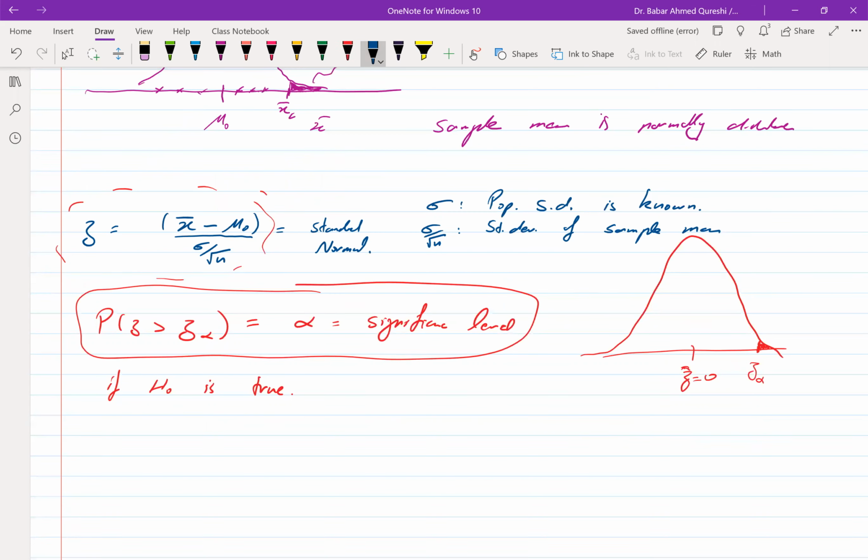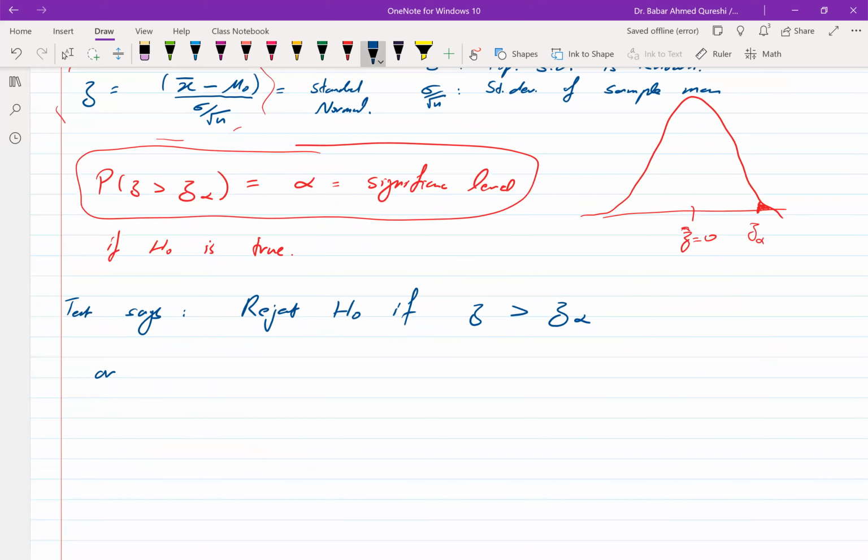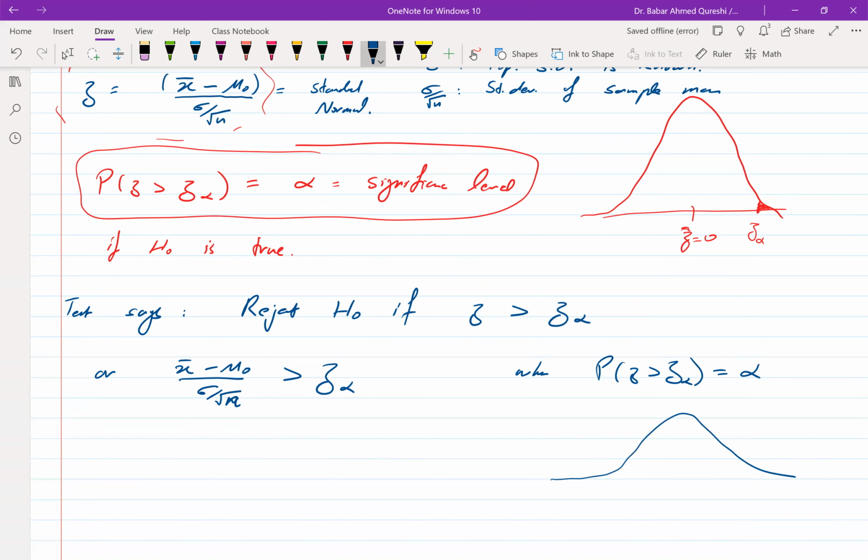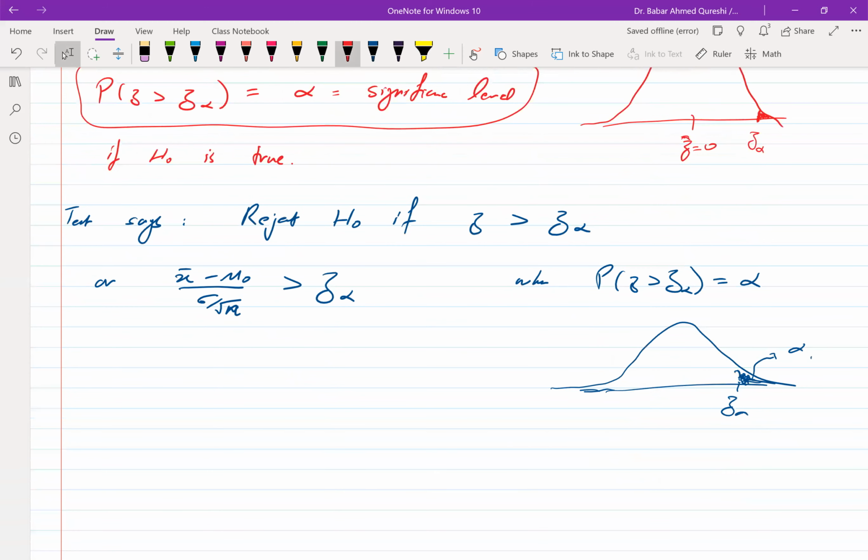So therefore you set this test. The test says reject H naught if this Z is bigger than this critical value Z alpha, or this X bar minus mu naught over sigma over root n is greater than Z alpha, where Z alpha is defined like this, this critical value where this area is alpha. And from here you can just do this algebra. So you will reject if this is true.